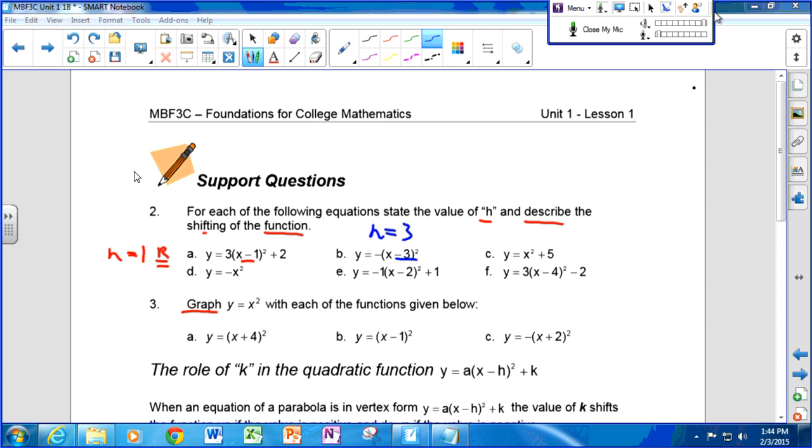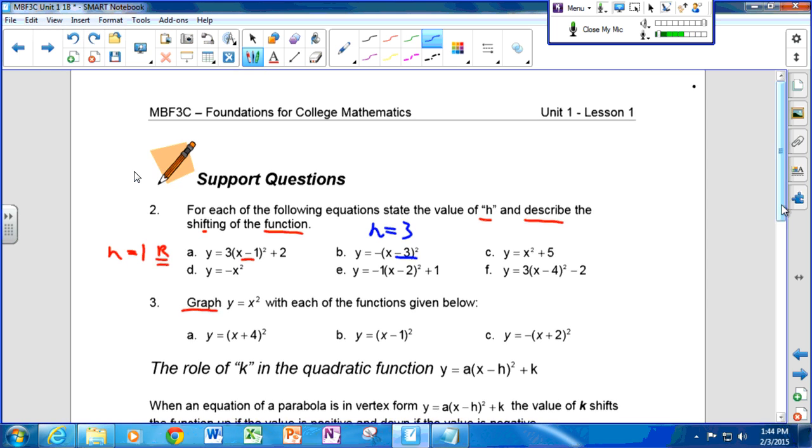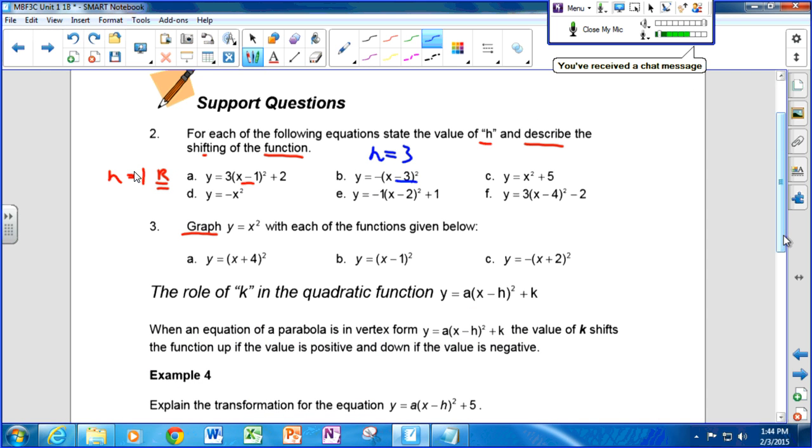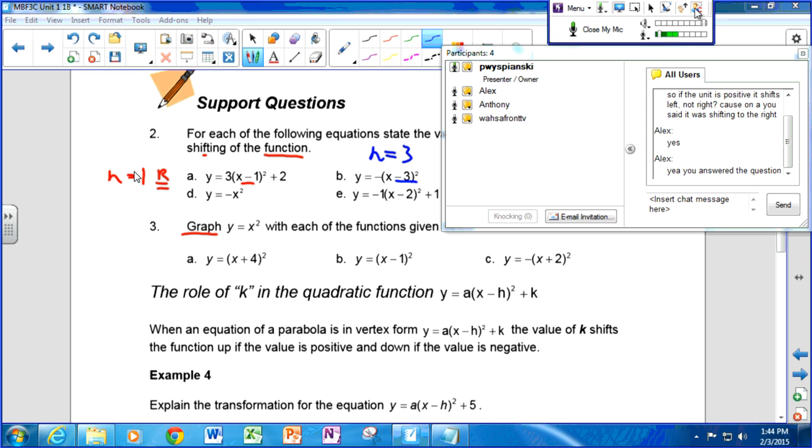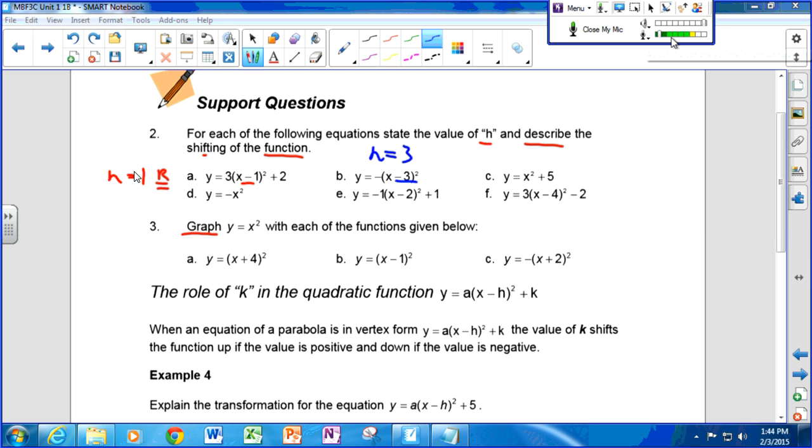As a matter of fact, let's take a look at support question 3 here. Okay, all right, and you can check these. Take a look at support question 3A. Now it says graph y equals x squared, and I'll actually show you that in a sec. But first, I just want to give you a chance to tell what the h values are. So take a look at A and ask yourself, is h positive or negative there? Or what is the h value right there? H equals.